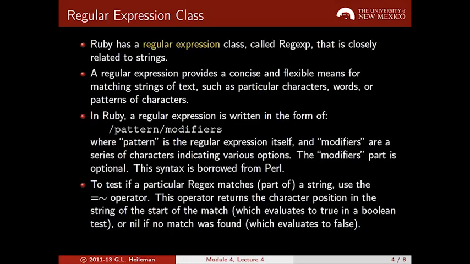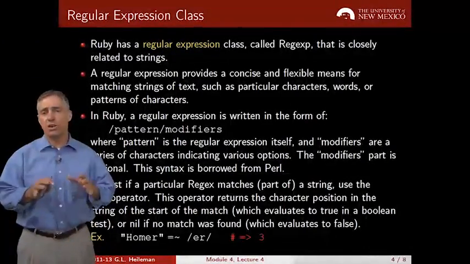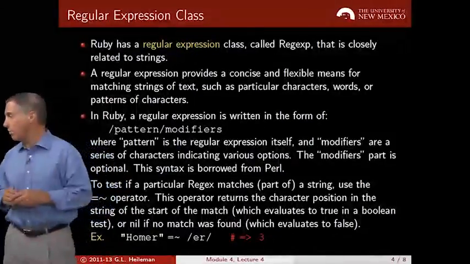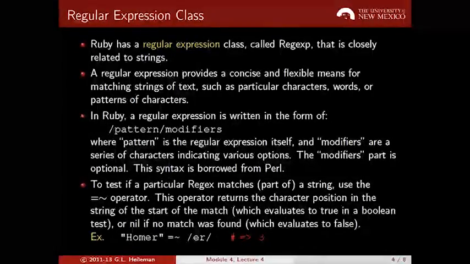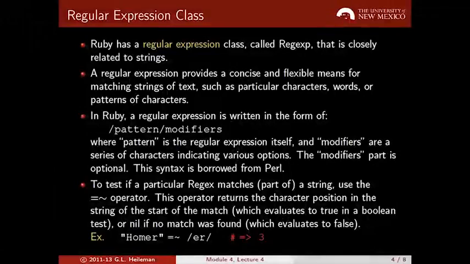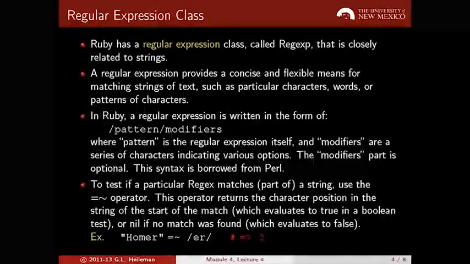And what this operator does is it returns the position in the string of the start of any matches that it finds. And it returns a nil value if there is no match. So here's an example. If I, again, do this from the IRB prompt, type in double quotes Homer, and then the equal tilde /ER, it'll tell you this match is in position 3 in the string, which is the 4th position in the string. It found an ER and returned that match. So this is how you use that operator to match a regular expression to a string.